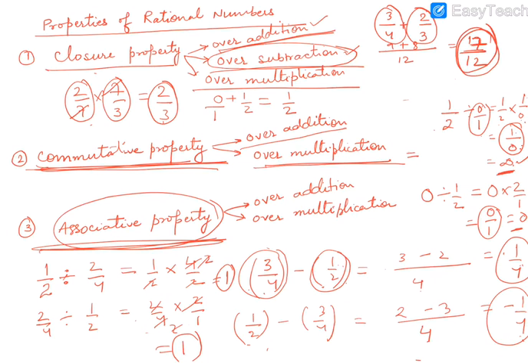The same reason which I had already explained. When we subtract more than two rational numbers in any sequence, it does not give the same answer. So that's why subtraction doesn't follow the associative property. Same thing is with division also. When we divide more than two rational numbers in any sequence, we will not get the same answer. So that's why division also doesn't follow the associative property.